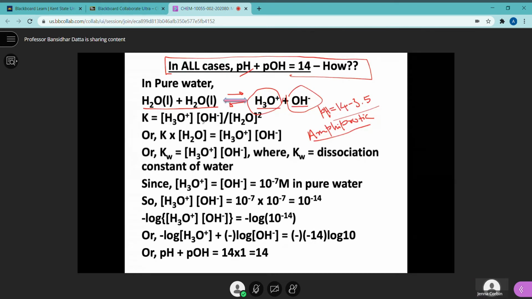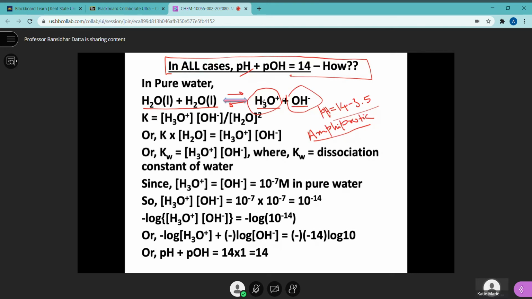So water is an amphiprotic compound because it can dissociate into hydronium ion and hydroxide ion. Hydronium ion is a signature motif for acid. Hydroxide ion is a signature motif for base. So a water molecule could be an acid or a base. It's called amphiprotic. Amphi means dual, protic means proton. So it has dual properties. Now, since this is an equilibrium reaction, I have a quick question.